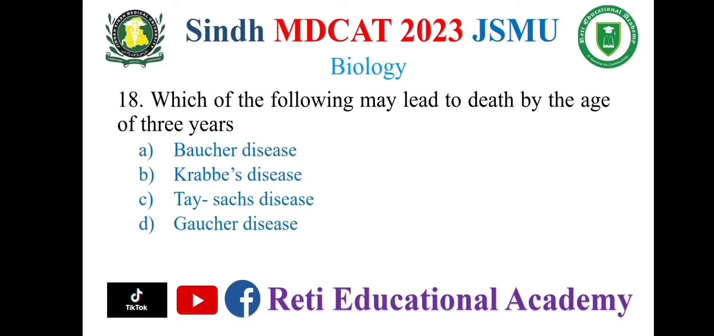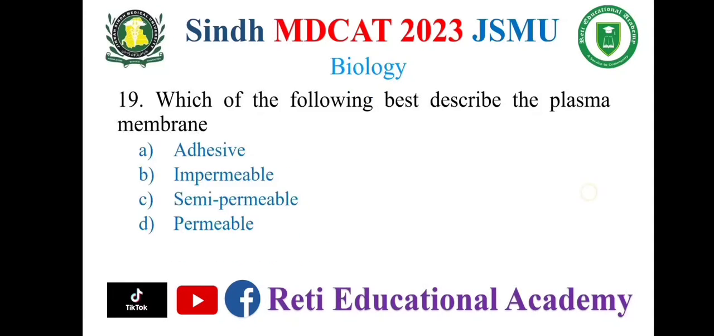Question number 18. Which of the following may lead to death by the age of 3 years? A. Pompe disease, B. Krabbe disease, C. Tay-Sachs disease, D. Gaucher disease. And the correct option is C. Tay-Sachs disease. Question number 19.